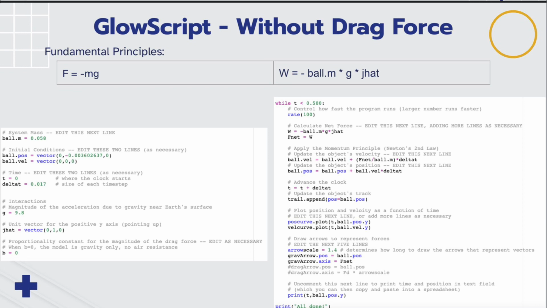And most importantly, I let the proportionality constant for the magnitude of drag force equal to 0 since we are calculating this model without drag. So now in order to calculate the ball's velocity and position through the while loop, we have to initially calculate what the net force is. And in this scenario, since we're calculating without drag force, the only force acting on the object is weight, which is negative mass times gravity. Therefore, I set W equal to that formula and then set force of net equal to W.